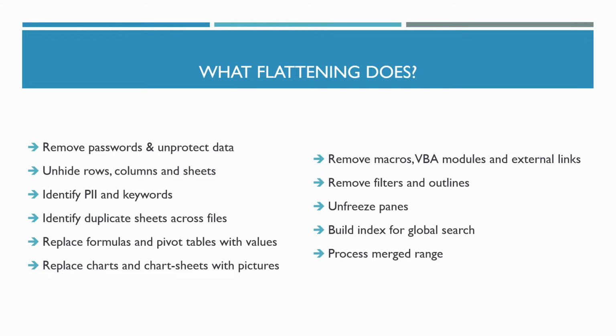At the time of document ingestion, a process called flattening is performed. It removes passwords and unprotects all the content, unhides rows and columns, identifies PIIs and duplicate sheets, replaces formulas and pivot tables with values while preserving the formatting, replaces charts and chart sheets with pictures, removes macros, VBA and other programming elements and external links, and unfreezes panes. It also builds an index for global search and local search.